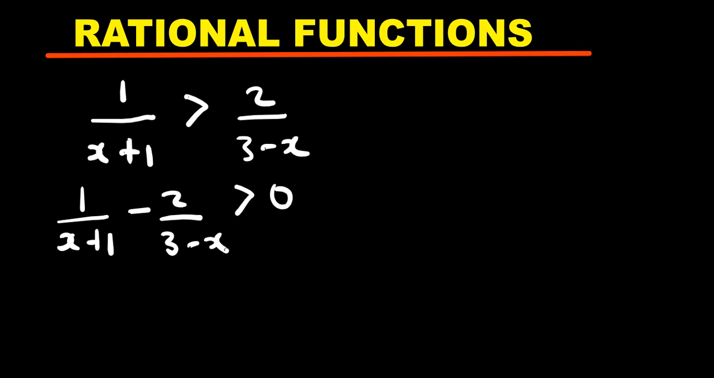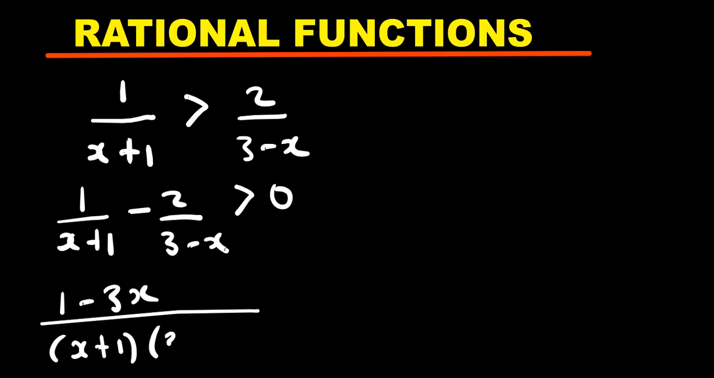Then you solve this like you solve any normal fraction. When I solve that, I'm going to get 1 minus 3x, merging the fractions, over x plus 1 times 3 minus x. I'm not solving everything because we've done this, and all the videos are there on the drive and on YouTube. So we're saying this is greater than or equal to 0. Then what are you going to do? You're going to equate all your expressions to 0.